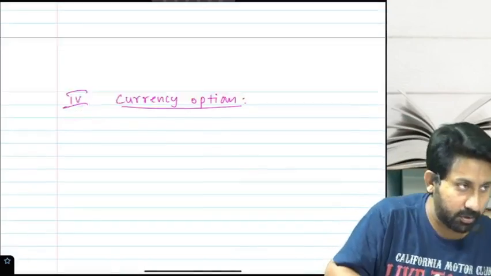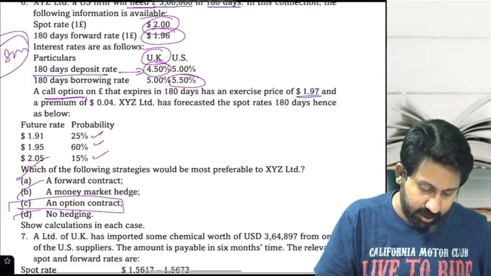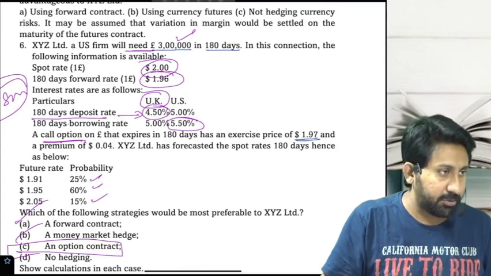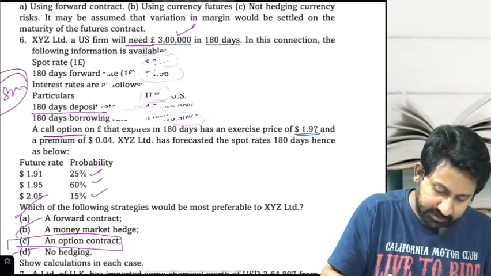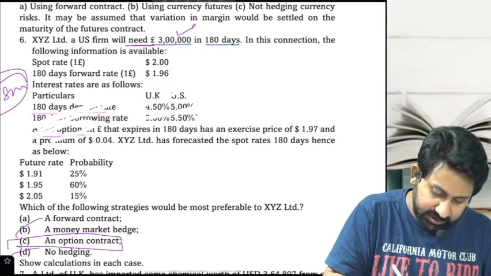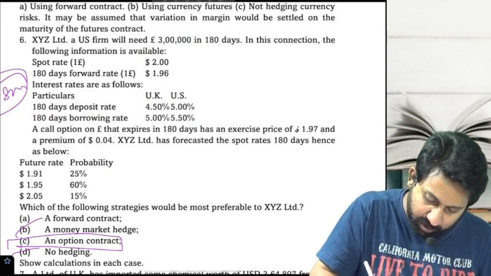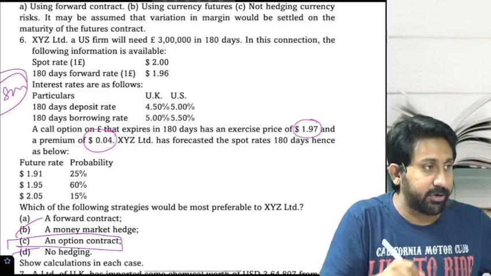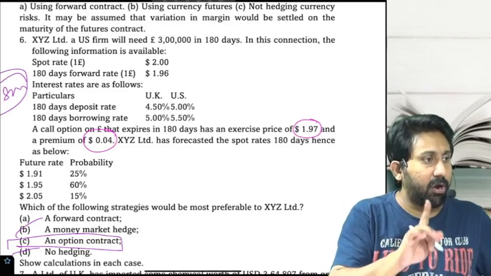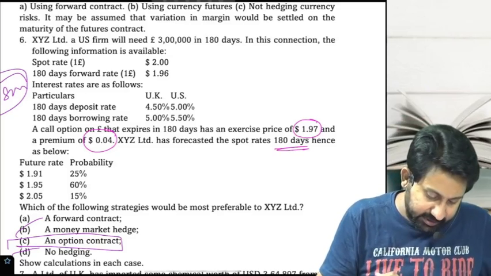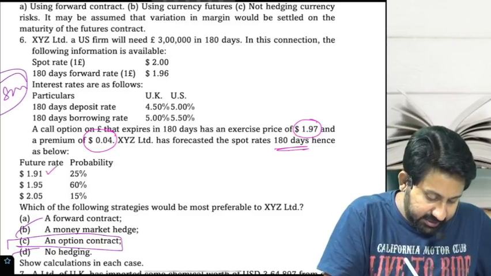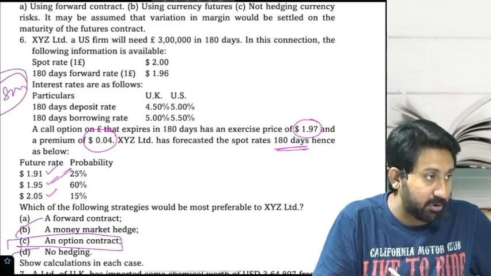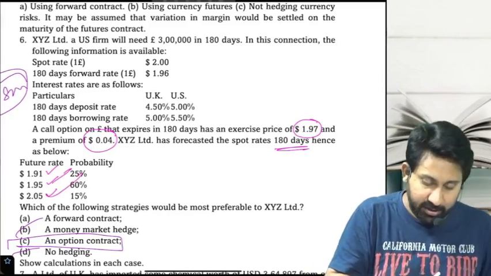Currency options. Now listen carefully to the point. First, in currency options, we need to know the strike price. The strike price is 1.97. The premium is 0.04. Now what he is asking is, the 180 days rate is given, and either this can happen or that can happen. If this happens, what do you do? We need to tell.